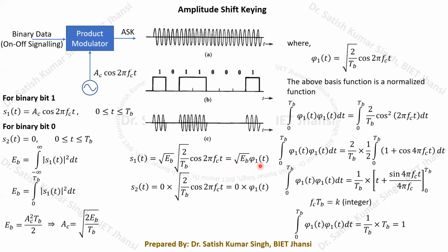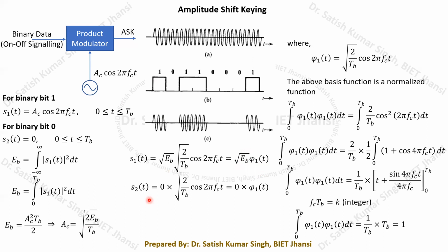As I said in the previous discussion of our signal space representation, any signal that we are going to generate will have a certain magnitude or amplitude multiplied with a particular basis function. I said that it should be multiplied with a certain basis function. So here you see that this S1t can be represented as root EB multiplied with the basis function phi 1t.